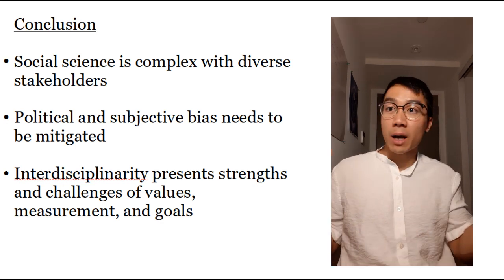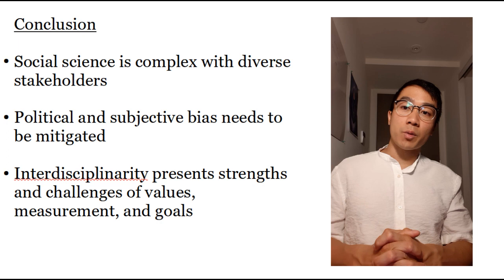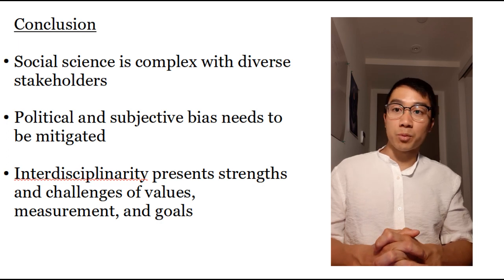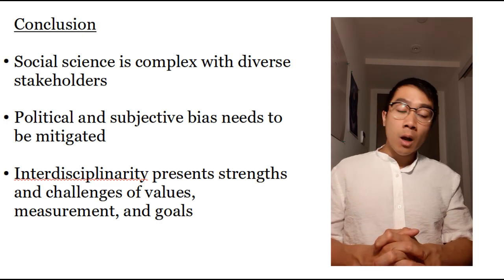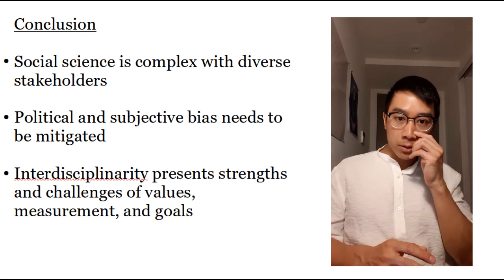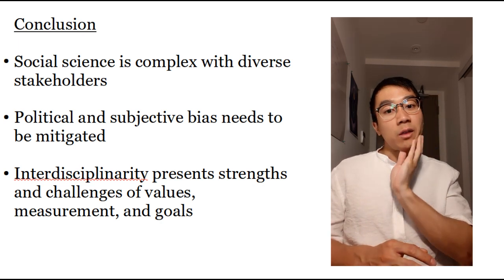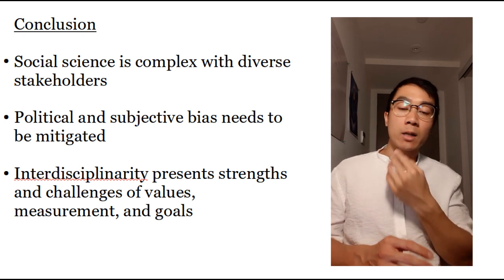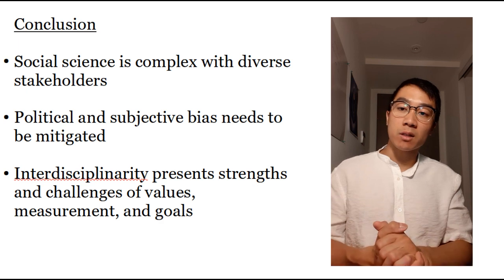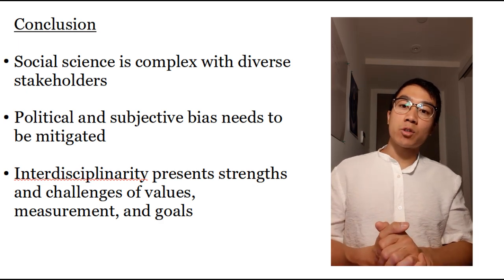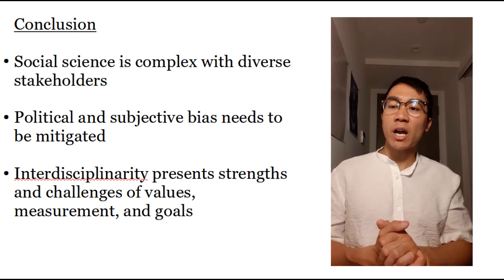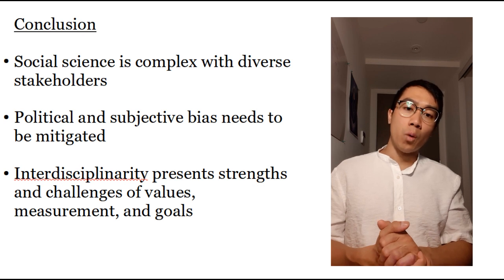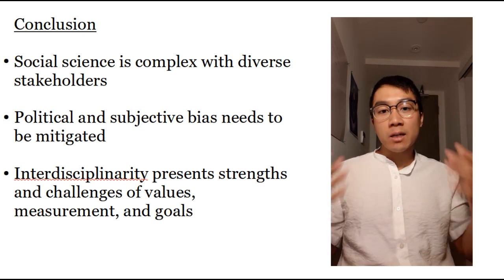So just to wrap it up, social science is super complex, with a diversity of stakeholders. I hope that much is pretty obvious from the examples I've walked you through. There's significant political and subjective bias that enters into the models and assumptions of social scientific theories and policy decisions, and we need to mitigate that to the best we can. We can't always completely avoid it, but it's nonetheless there. And interdisciplinary research is really important because it presents the strengths and challenges of values, measurements, and goals that different stakeholders have in social phenomena.